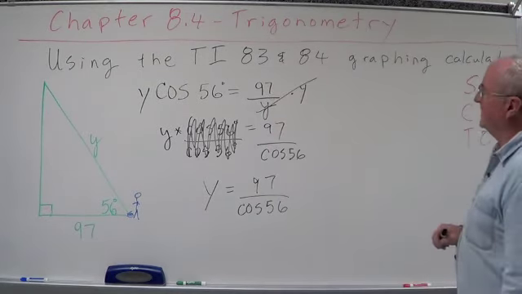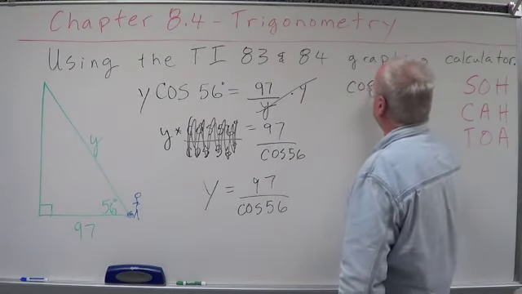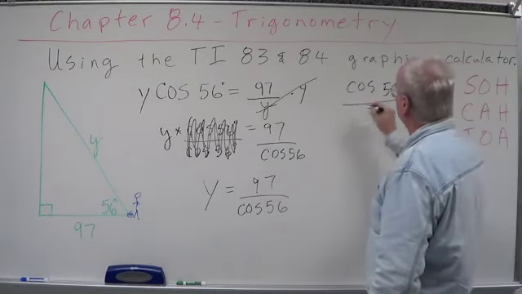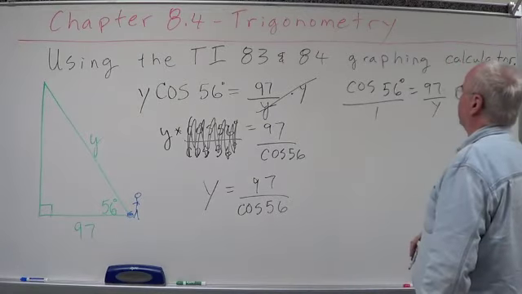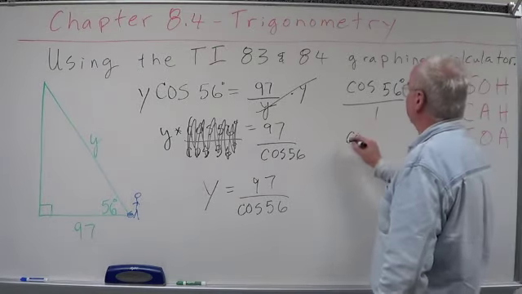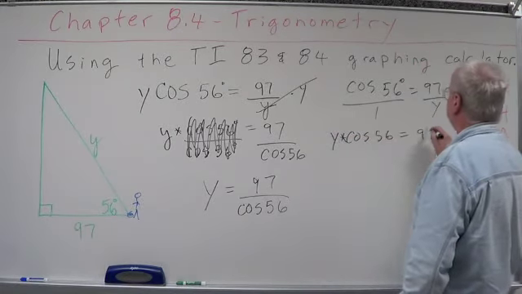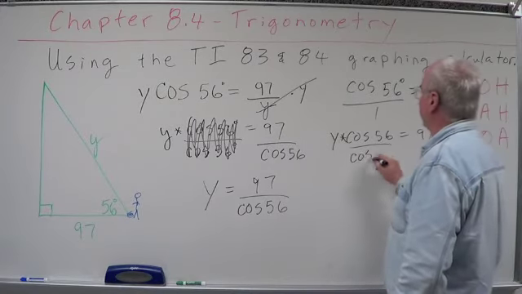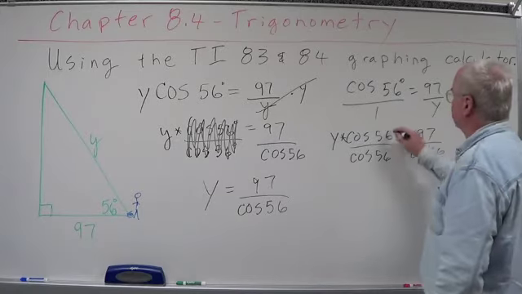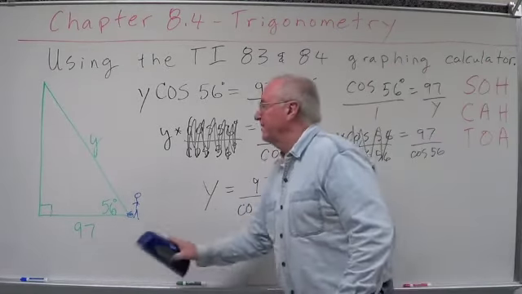Now, what's another way to do this? You can simply come over here and go cosine 56 equals 97 over y. Put this over 1. Okay? What do you get? You get y times the cosine of 56 equals 97 divided by cosine 56 divided by cosine 56. This goes away. You end up with the same thing. This is what we're going to solve to get y.